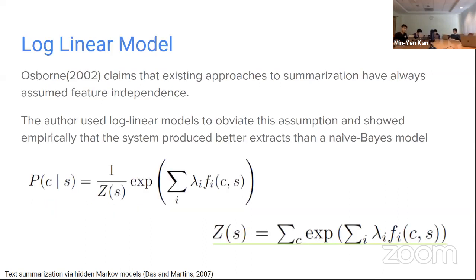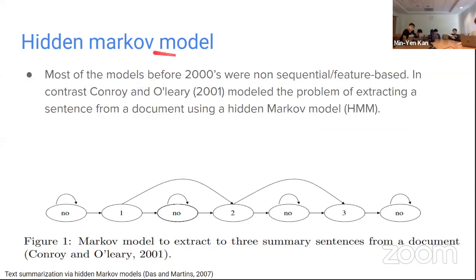Okay, so following this research, at the beginning of the 2000s, Osborne claims that most of the existing approaches always assume feature independence, like in the naive Bayes case, but they think it's not correct. So they use a log linear model to obviate this assumption, and they show empirically that the system produces better extracts than the naive Bayes model. I just included the formula, but the basic idea is that they drop the feature independence assumption and start to get better results. And then comes the hidden Markov models.